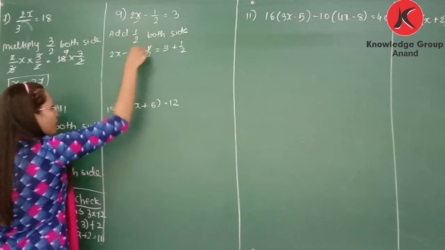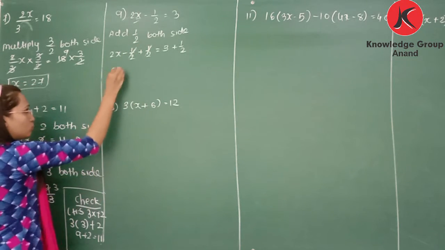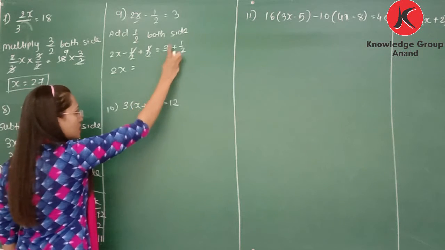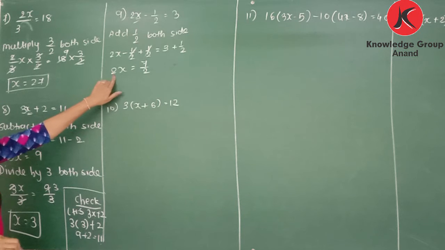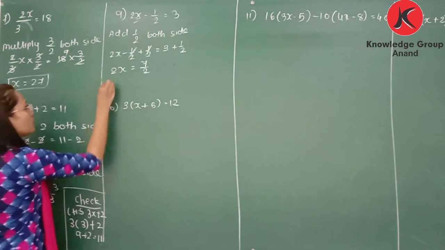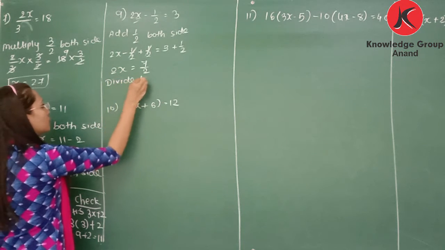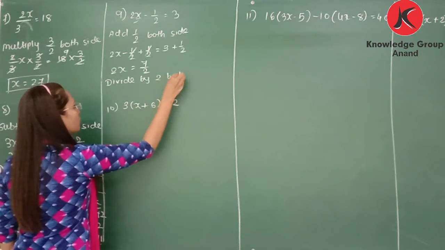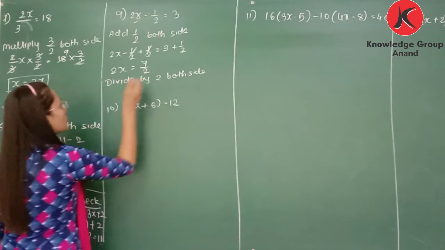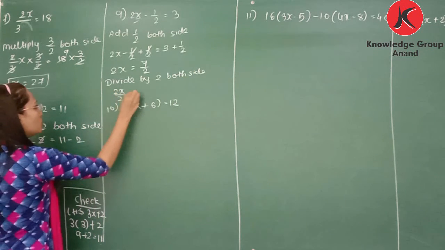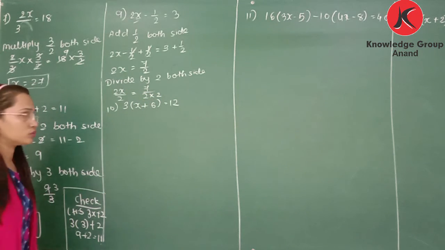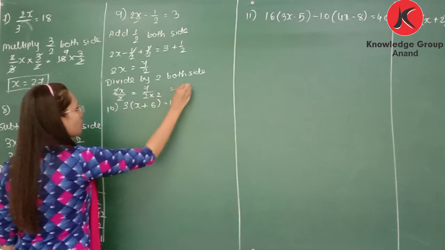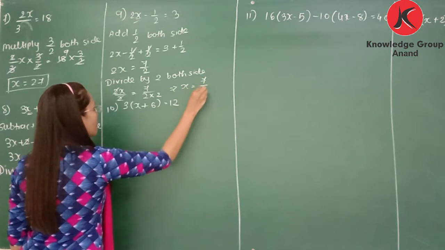So we have this minus plus cancel. 2x is equal to 3 2s are 6 plus 1, 7 by 2. Now here you need to remove this 2. This 2 is in a multiplication, so divide to both sides. So we can write divide by 2 both sides. So we have 2x by 2 is equal to 7 by 2 is there, and also divide by 2. So here 2 cancel. So x is equal to 7 by 4.